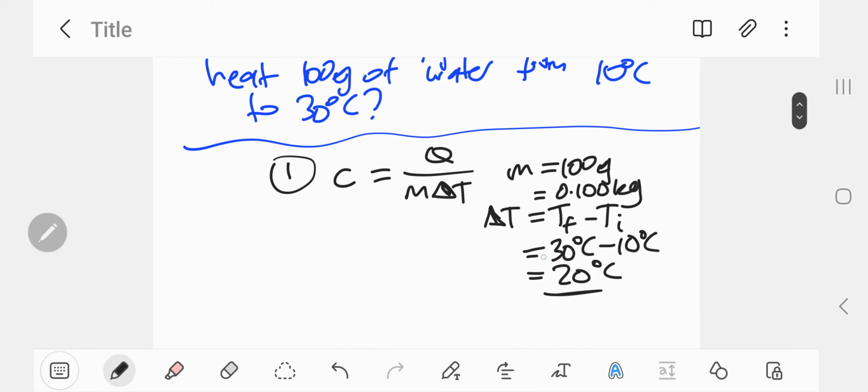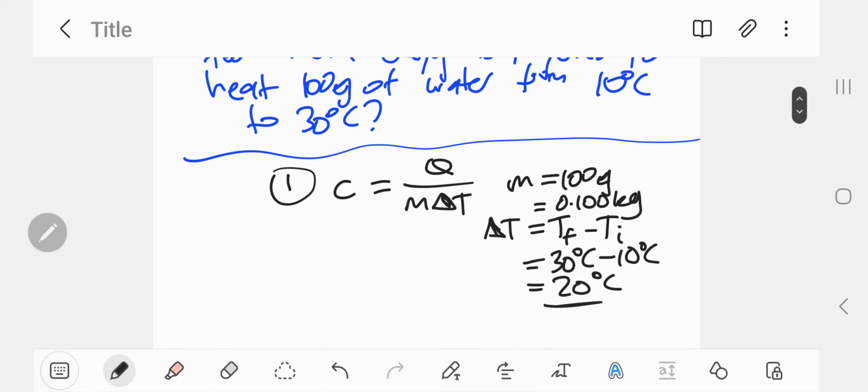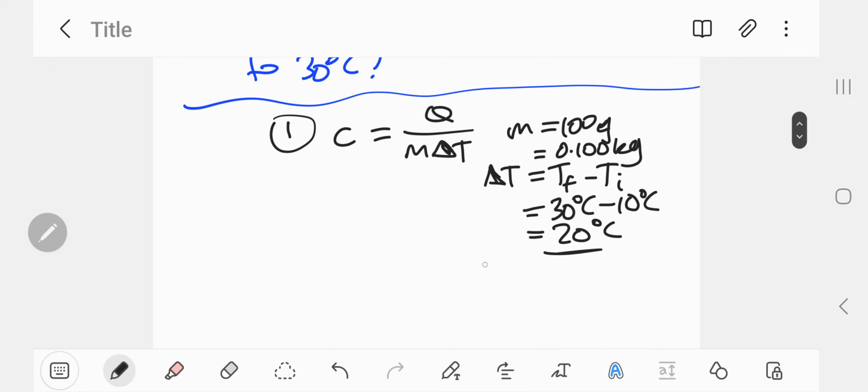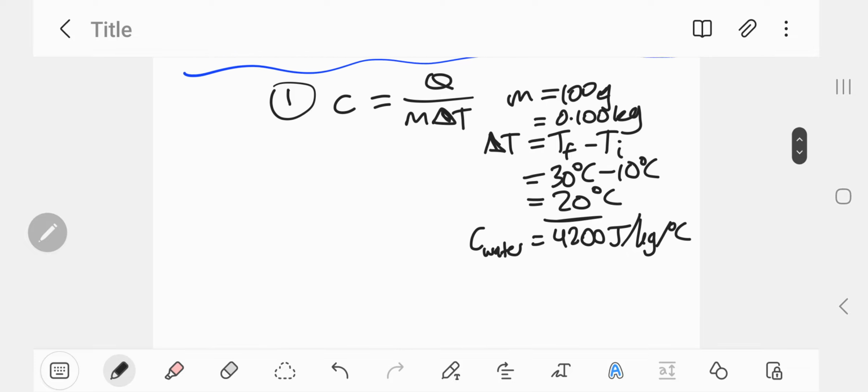So we also know, the question doesn't specify, but you can look it up in a table in a textbook. The specific heat capacity of water is about 4,200 joules per kilogram per degree Celsius. So we're going to work with degrees Celsius in this case, which is perfectly acceptable.